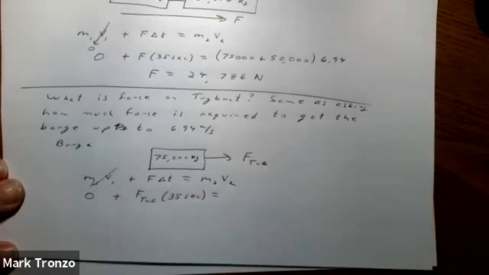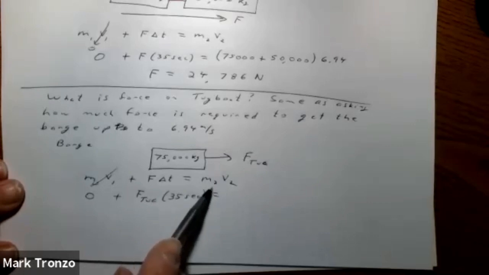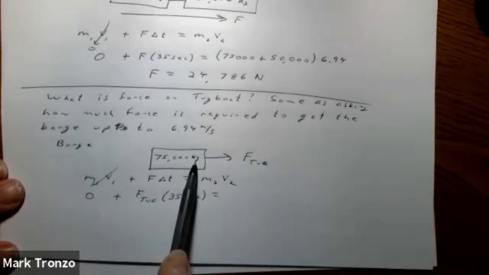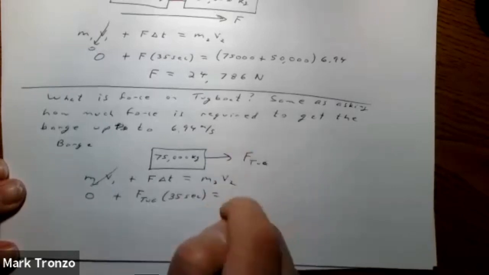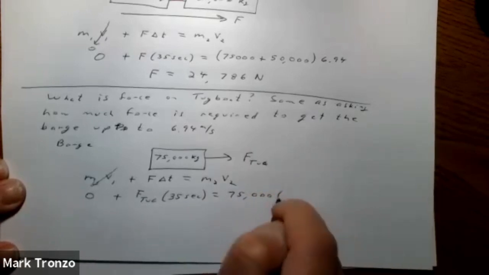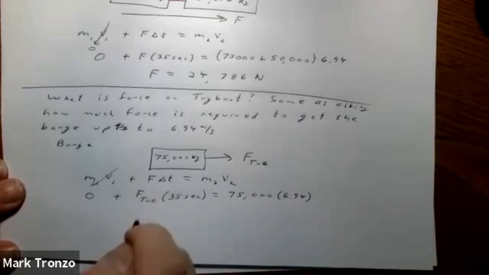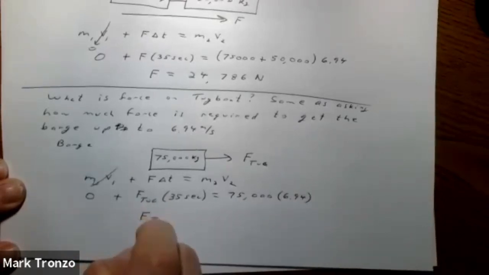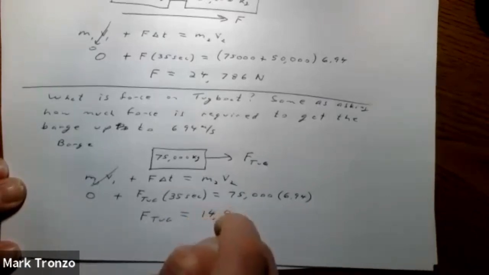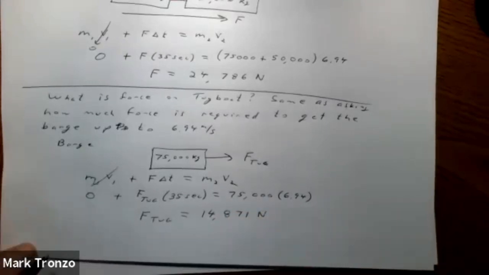And again, we're just looking at what it's taking for the barge to get up to speed. So our mass here is just the barge, because we're focusing on the barge, seeing what it's going to take. So that's just the 75,000. And then we know this final speed is 6.94 meters per second. And so the force that needs to come from the tugboat to get the barge moving is 14,871 newtons.